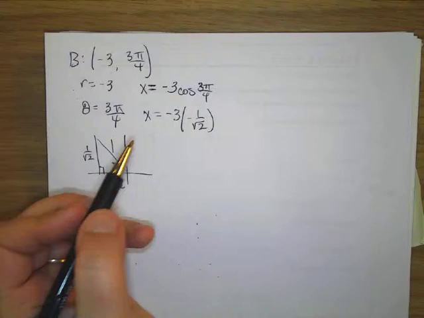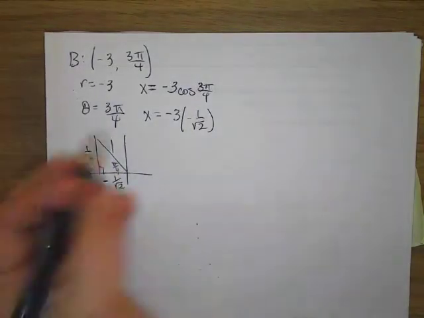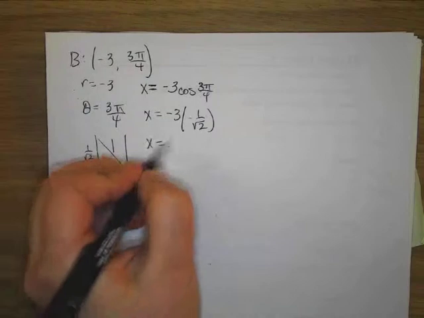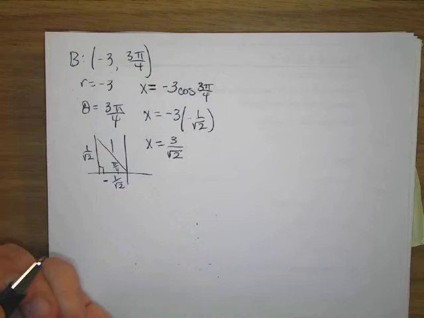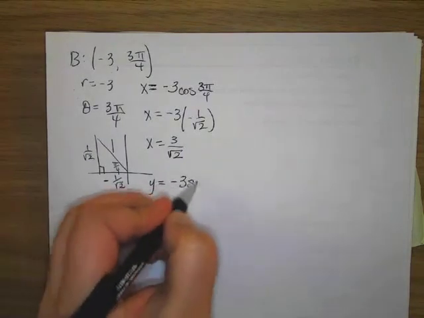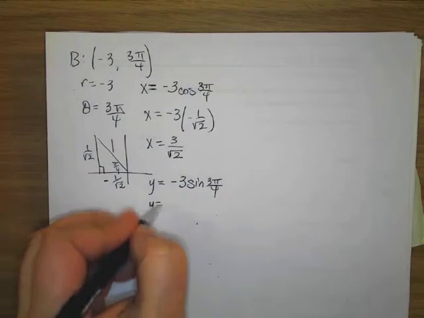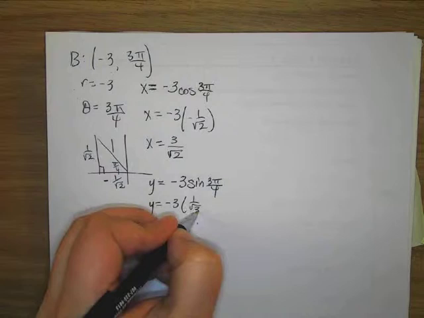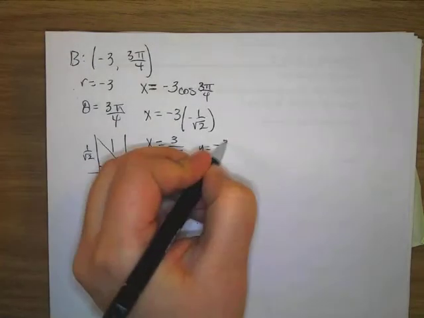It's going to actually kick it back over to where x is positive because of that. Because the radius was negative. So you get 3 over root 2. And go ahead and leave it as 3 over root 2. That's totally fine. And then for y, use the sine. So y equals -3 times 1 over root 2. So -3 over root 2.